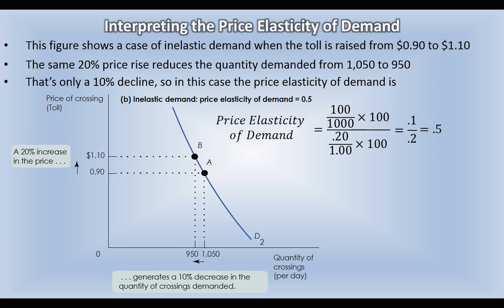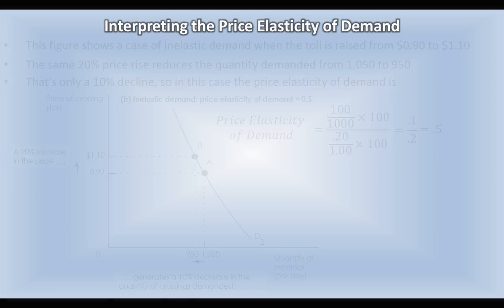So anyway, here we've got a more inelastic demand, and we see that if we calculate it, we have a 0.5 elasticity of demand, which means that demand is inelastic because it's less than 1 in absolute value.